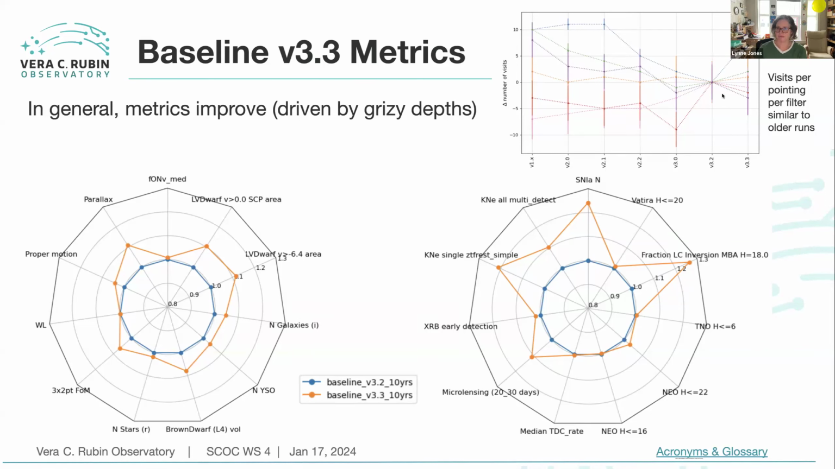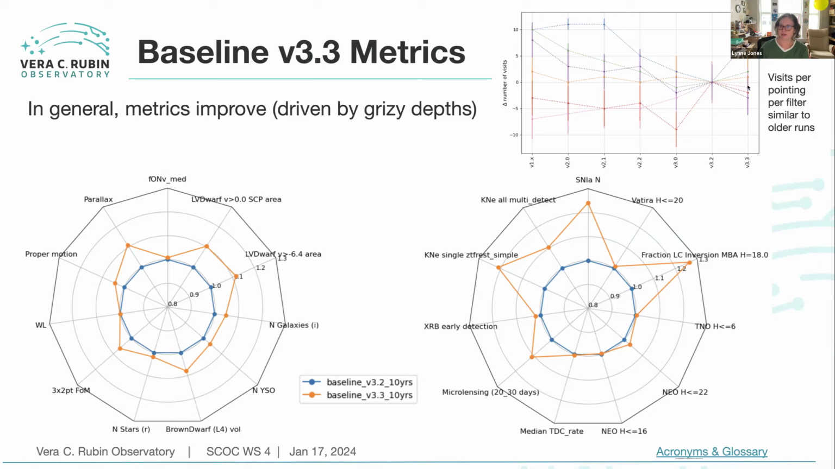If you look at the visits per pointing per filter, that's my little plot up here. This is not a ratio plot. This is an actual change in the number of visits per filter per pointing. And here you see V3.2 and 3.3. I think I showed this earlier, and you can just see the number of visits overall in U-band increased per pointing slightly, again, because of that bug that we fixed, so that U-band is continually being acquired.